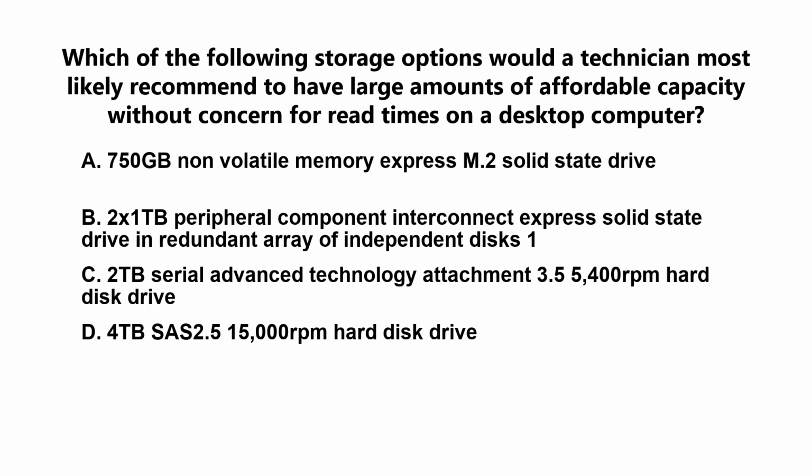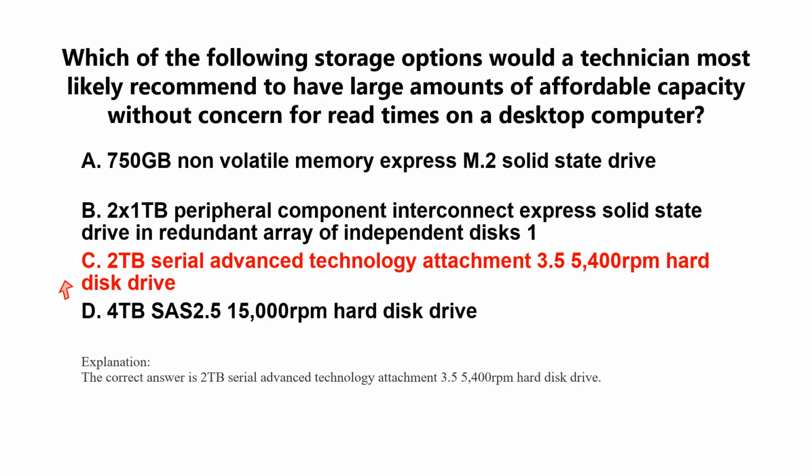Option D, 2.5 inch 15,000 RPM hard disk drive. The correct answer is option C, 2TB Serial Advanced Technology Attachment 3.5 inch 5,400 RPM hard disk drive.